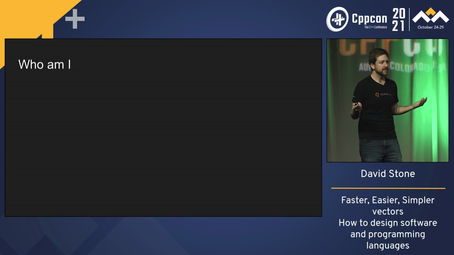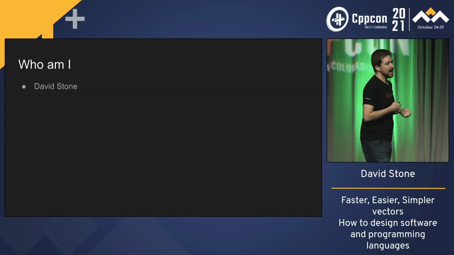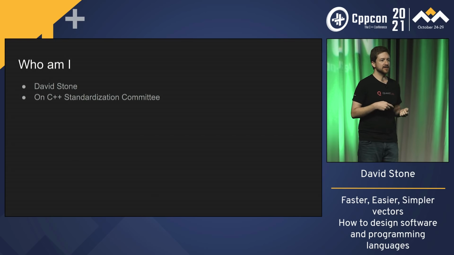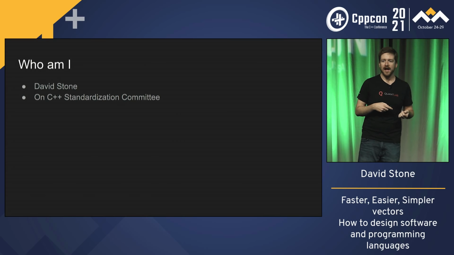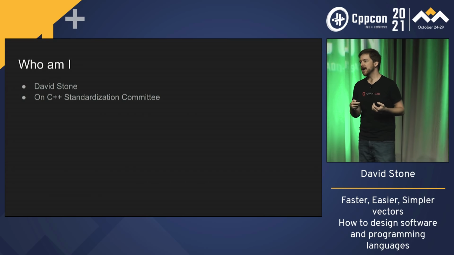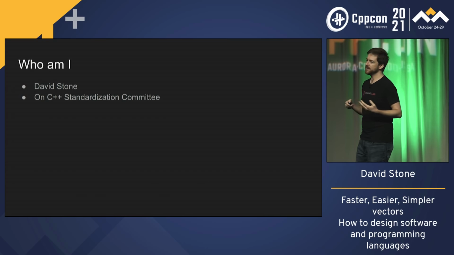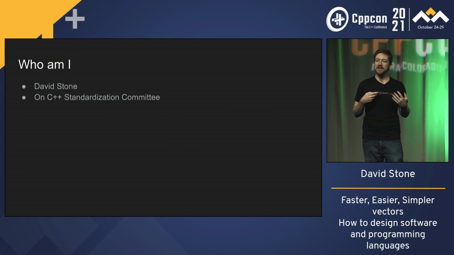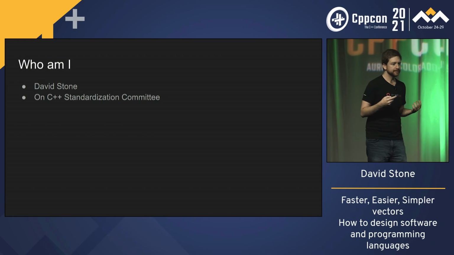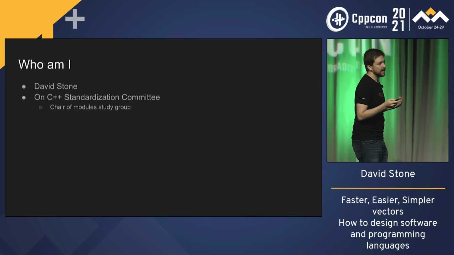So who am I? I'm David Stone. I am on the C++ standardization committee, where I chair the module study group, and I'm the vice chair of the evolution working group. That is the group where we design new language features.